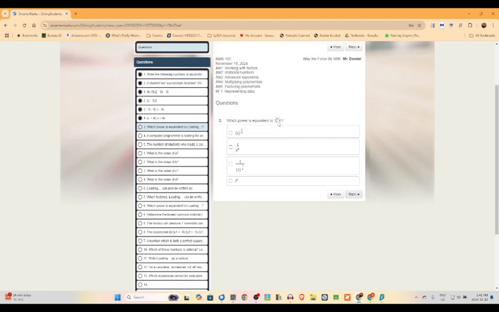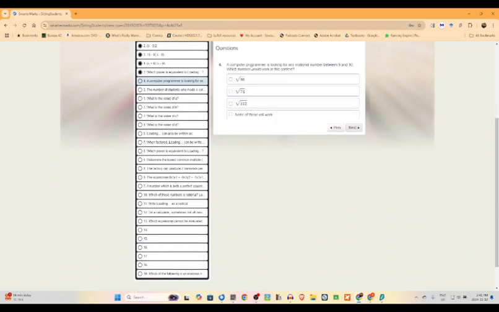Now, which power is equivalent to the 8th root of t? Again, that's algebra number 3, advanced exponents. We are looking for t to the exponent 1 over 8, because our 8th root is like having an 8th in the denominator of your exponent.